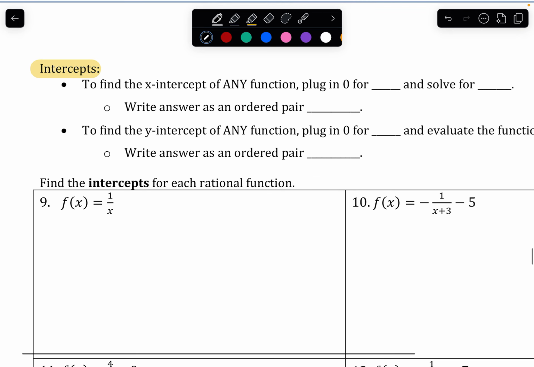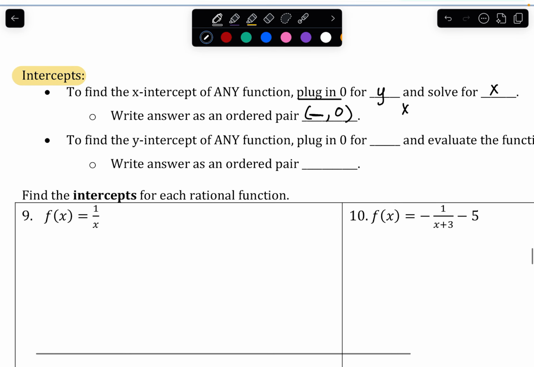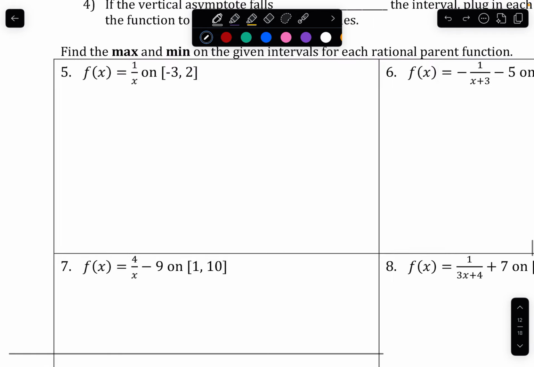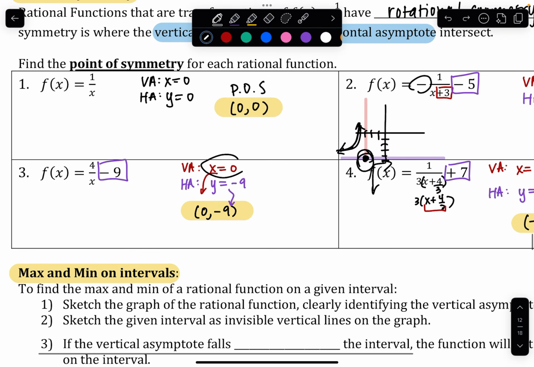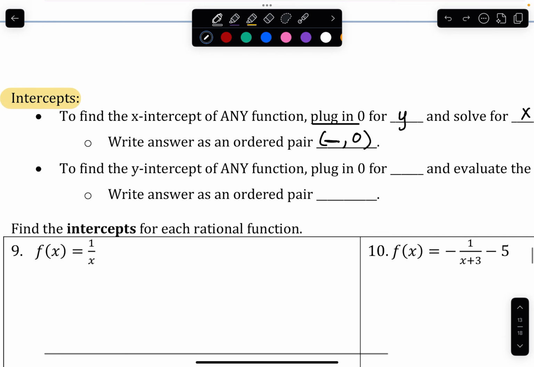To find the x-intercept of any function, we've been talking about plugging in 0 for the y and solving for the x. We always write it as an ordered pair, x comma 0, whatever that x value is. It's important that you do that in this lesson because if you just write x equals, you could be talking about a vertical asymptote. We write vertical asymptotes as equations. We write x-intercepts as ordered pairs. It's going to be very important in this unit to do that.